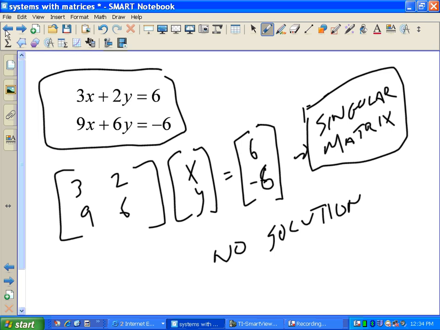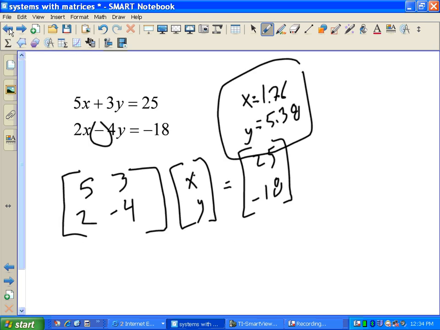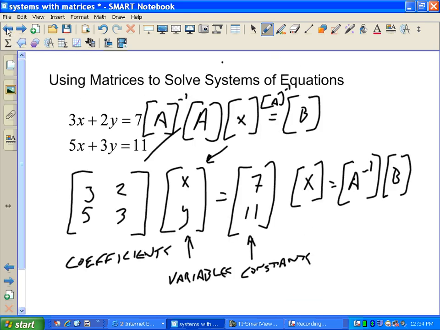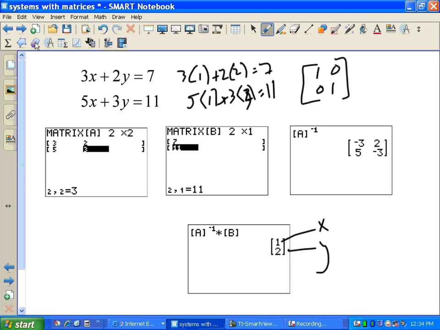Today, all we were really worried about was can we solve systems of equations using matrices? Set up the matrix, enter the data into the calculator like so, A inverse times B every single time. As long as there's an answer, you'll get it that way.